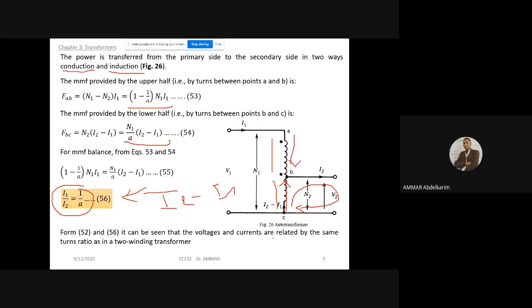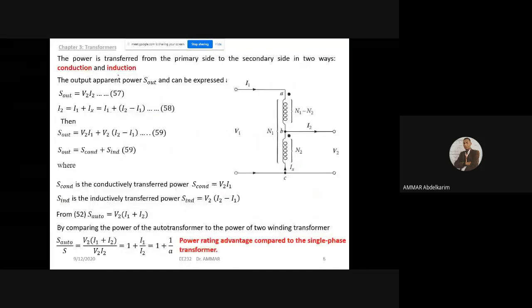So from 52 and 56, it can be seen that the voltage and the current are related by the same turn ratio as the two-winding transformer. So the general rules of the transformer are the same, but the principle of operation is a bit different. Here the power in the autotransformer will be transferred in two ways, conduction and induction. Induction by the flux, by Faraday's law, and conduction by connection through wires or coils.